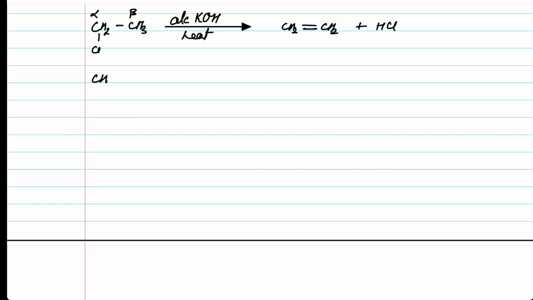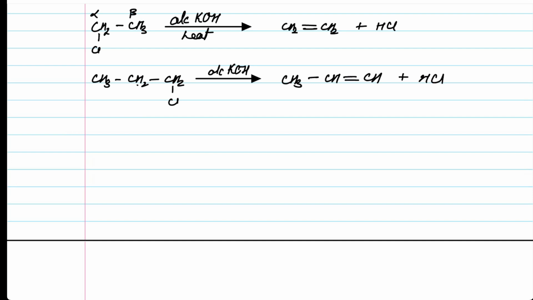Let's say we have a compound CH3, CH2, CH2, Cl. Again, we treat it with alcoholic KOH. We get CH3, CH, double bond CH2 plus HCl. Here, this is the alpha carbon and this is the beta carbon.